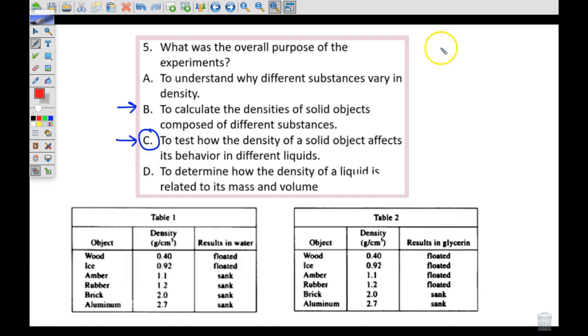So to recap, our Science CPW answers for this week are 1B, 2C, 3A, 4A, and 5C.